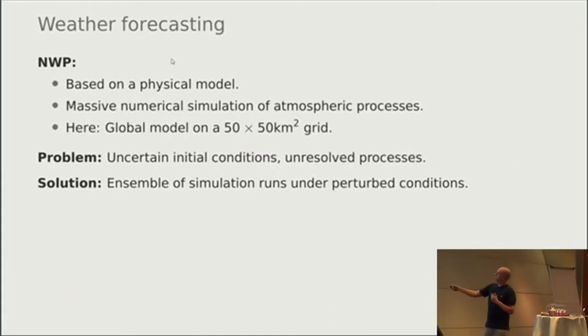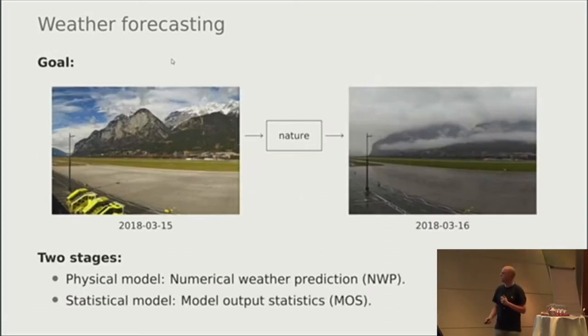So I already mentioned this in the beginning, the massive numerical simulations, and the main reason why this model output statistics is necessary is that this is a global model being run for the entire atmosphere of the globe. And the cells it looks at are 50 by 50 kilometers. There are models with finer resolution as well, but this is what we're using here. In any case, whatever the resolution is, if you're in Innsbruck you don't need to go 50 kilometers in this direction or 50 kilometers in that direction to have a completely different weather scenario, because there are a few mountains in the way.